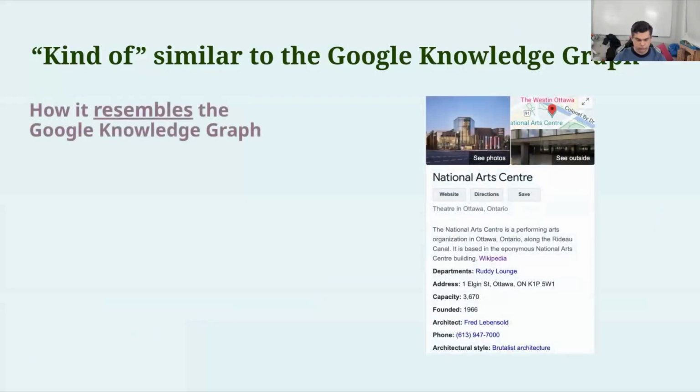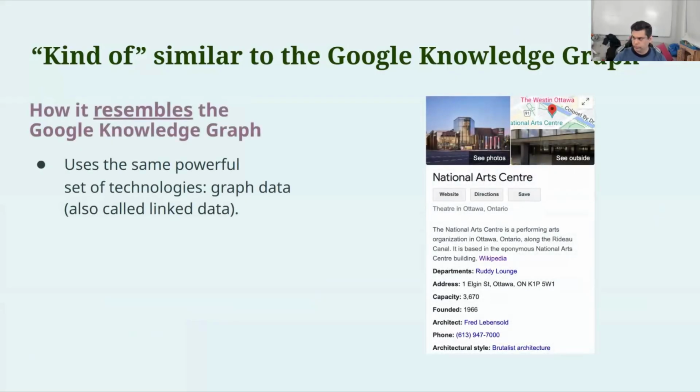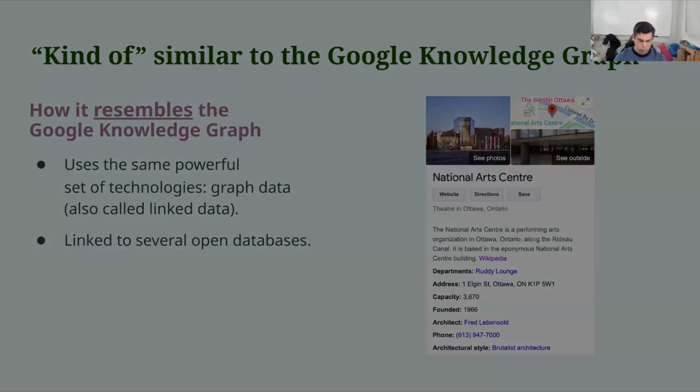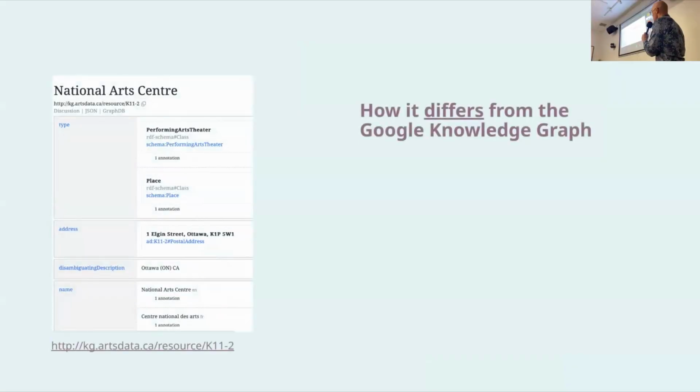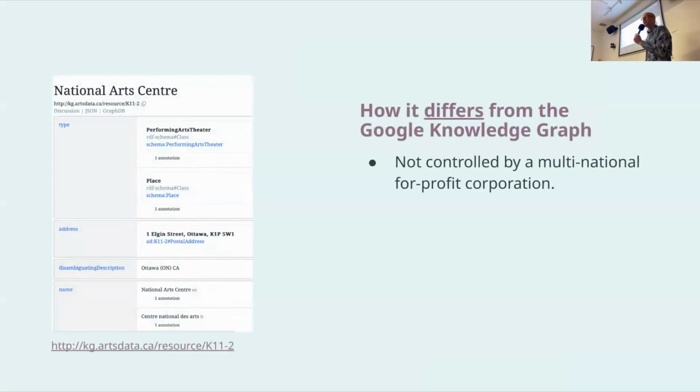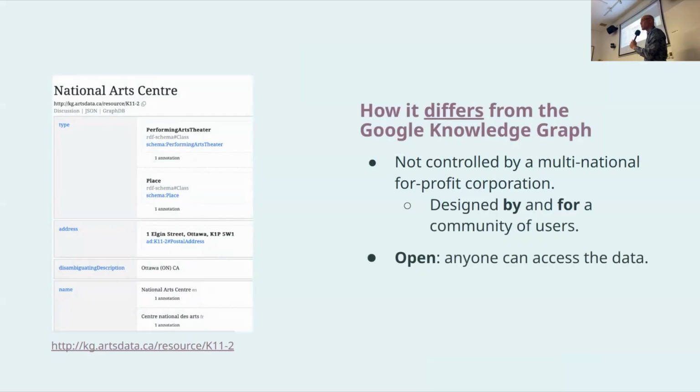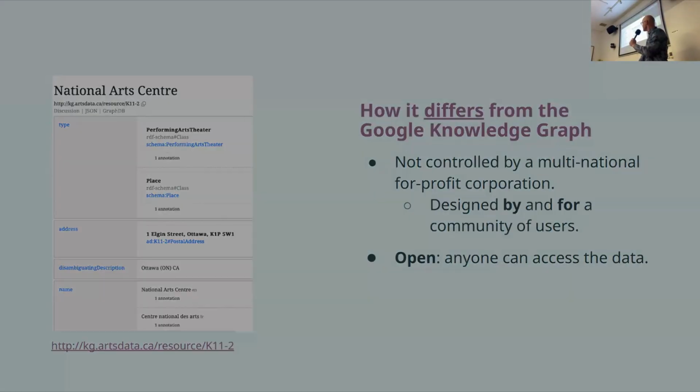So it's kind of similar to the Google Knowledge Graph. It uses the same powerful technologies, graph data, arcs or relationships, and it is also linked to several open databases. However, it is very much different in that, contrary to Google, it's not owned by a multinational corporation. It belongs to a community of users, and it's open to anyone. You cannot really use what's in the Google Knowledge Graph. Well, you can query it with Google, but you cannot really download the data or do much with it. With Artsdata, you can.